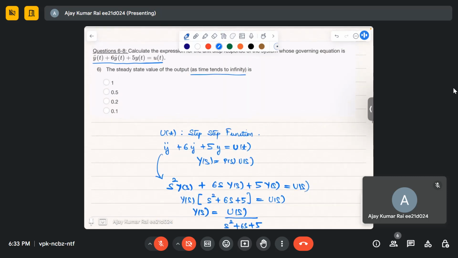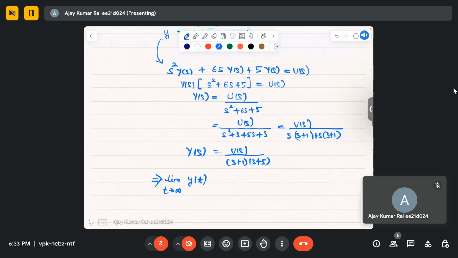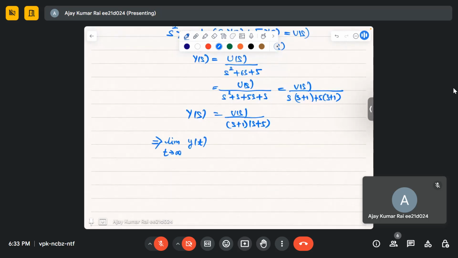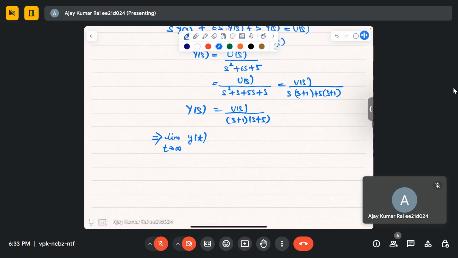The steady state value of the output as time tends to infinity. So you have to find out the limit as t tends to infinity of y of t, right? Two theorems you have studied: initial value theorem and final value theorem. So which theorem should I apply here? Can you tell me? Sir, 1 by 5. Okay, you're telling me the answer. Which theorem should I apply?